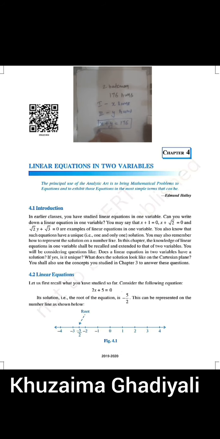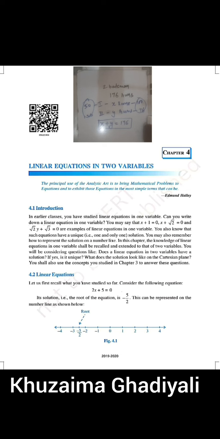So X plus Y is equal to 176 is a linear equation in two variables, where X can have different values and Y can have different values. Suppose the first batsman scored 100 runs, then definitely the second batsman would have scored 76 runs. Similarly, if the first batsman scored 50 runs, then the second batsman would have scored 126. So similarly, there will be different values of X and Y depending on the values of each variable. So this is all about the linear equation in two variables.